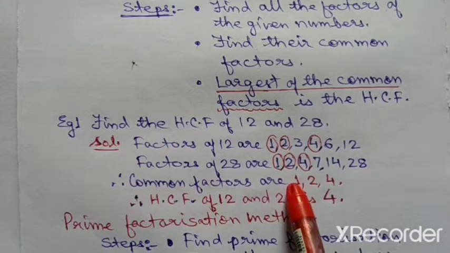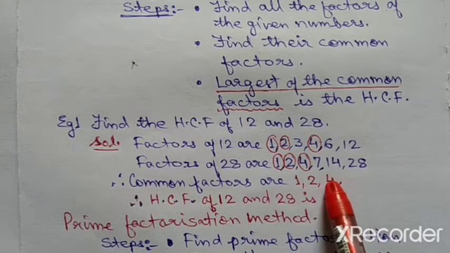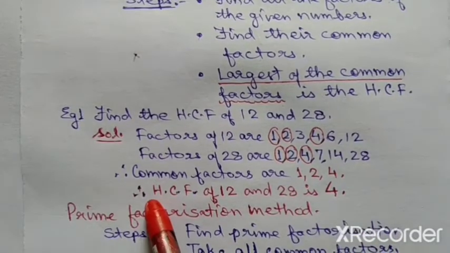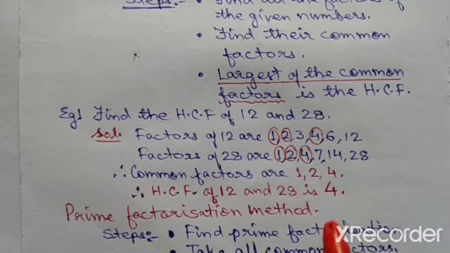Now children, out of all these common factors, which one is the highest? 4 is the highest one. So that is called HCF. HCF of 12 and 28 is 4. Very simple method, children.